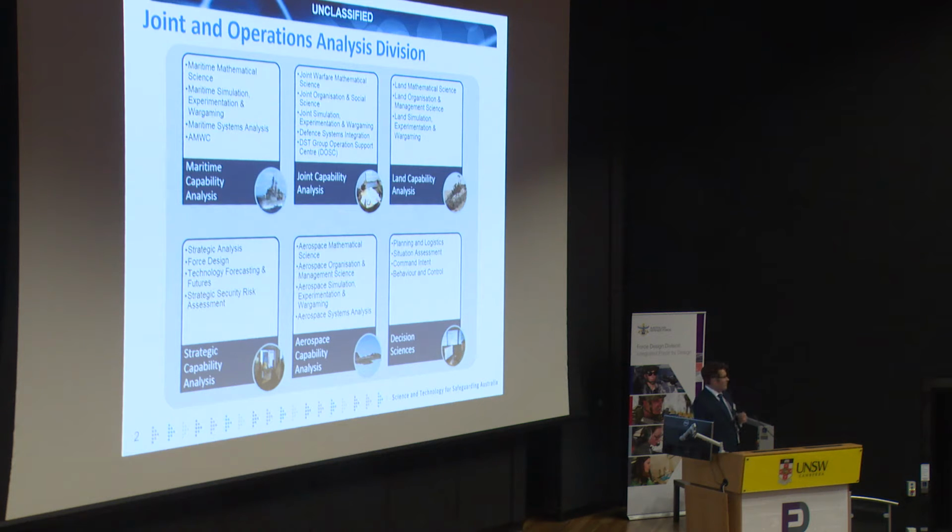Many of you probably already know DST consists of seven research divisions. One of those is the Joint and Operations Analysis Division, my home division, and we consist of six branches. Three of them look at the single service domains, and the other three look at more joint perspectives. There's a Joint Capability Analysis branch, which looks at joint experimentation and support to operations predominantly. Decision Sciences investigates a lot of autonomous and decision-making sciences. And of course, my branch, which is the Strategic Capability Analysis branch.